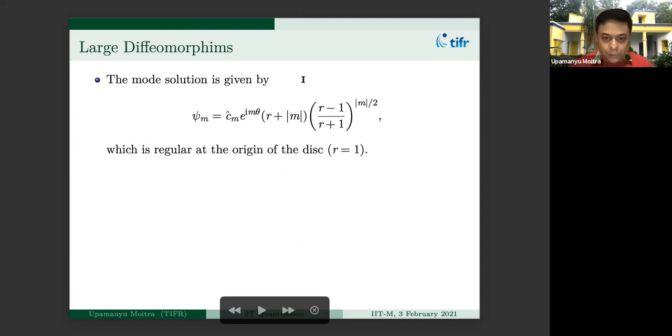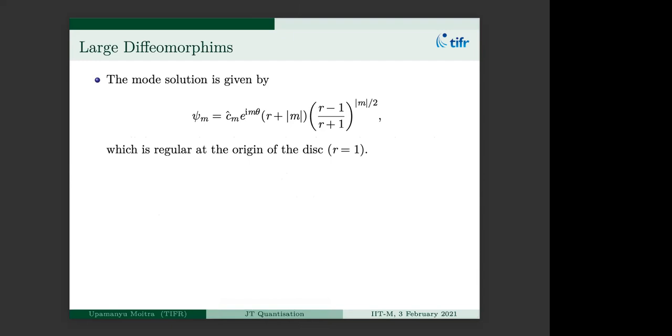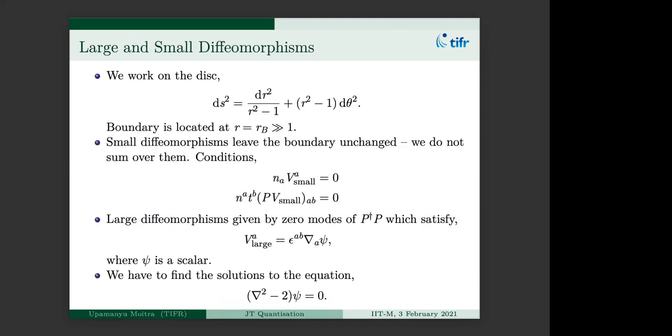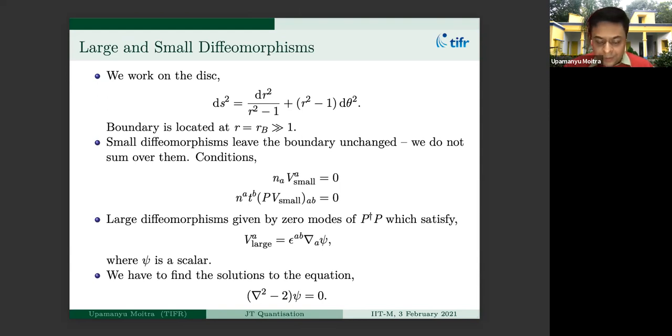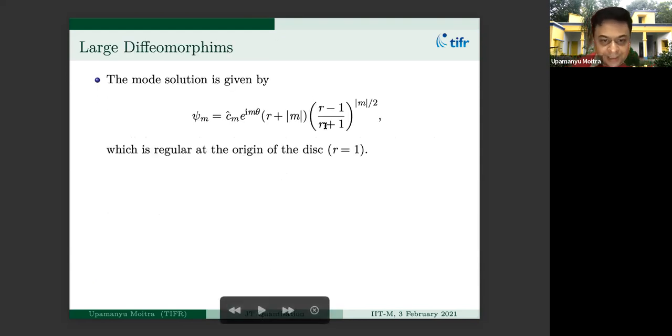Sorry, the Laplacian here is with respect to the metric that you show on the top of the page? Yes, indeed. So the mode solution turns out to be given by this, where these c_m are the coefficients, and the different mode numbers correspond to different e^{imθ}. And obviously we choose the modes, throwing away some solutions, based on the regularity of the solution at the origin of the disk.